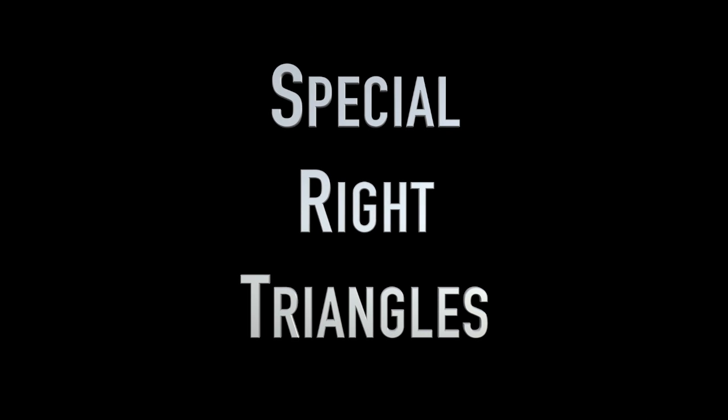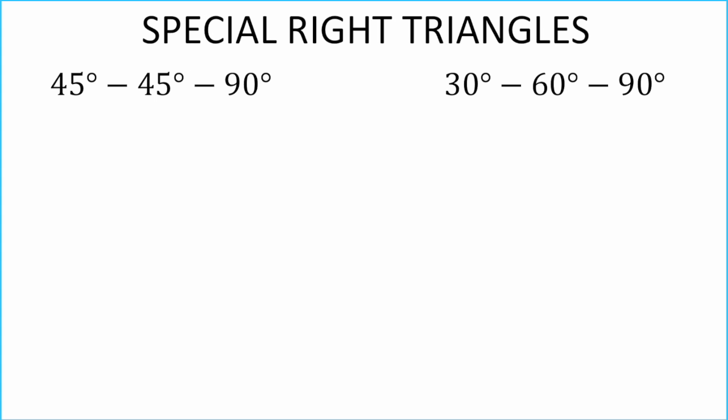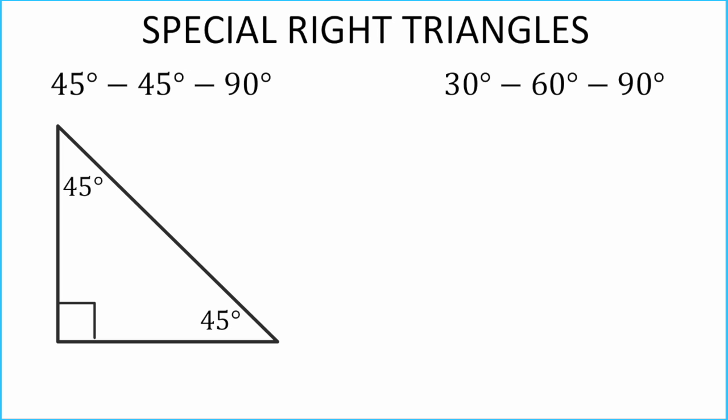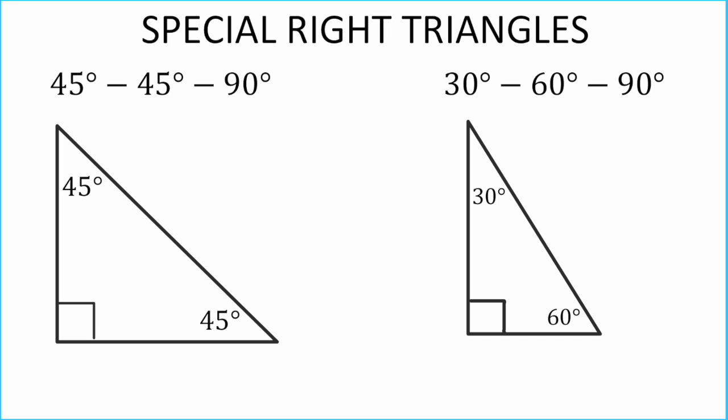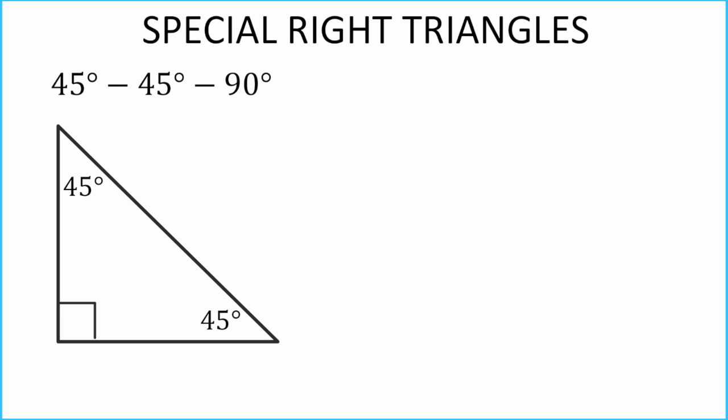In this video, we're going to be taking a look at special right triangles. Special right triangles have patterns that we can follow to find missing sides, so we don't actually have to rely on SOHCAHTOA. There's two types, a 45-45-90 and a 30-60-90. Let's take a look at our 45-45-90 triangle first.